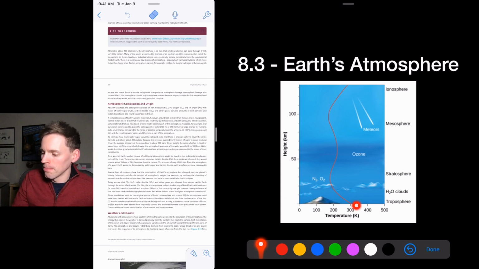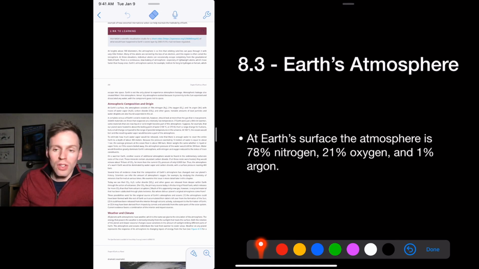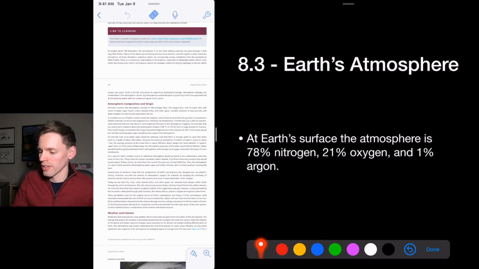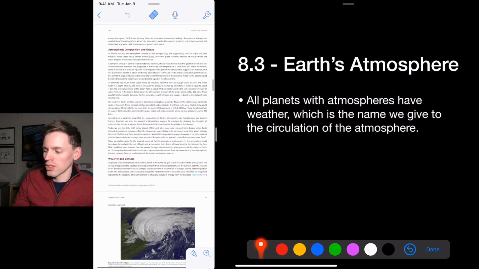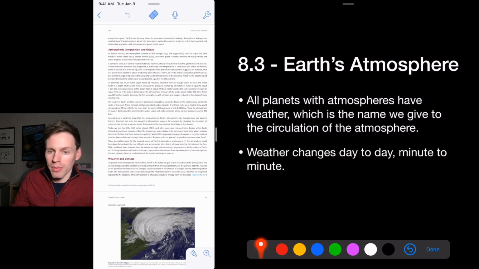Okay, so this is the temperature as a function of height, and it shows you that it gets colder until the stratosphere, and then it levels off, gets a little hotter in the ozone layer, cools back off, and then gets really hot at the ionosphere at the very top of the atmosphere. At Earth's surface, the atmosphere is 78% nitrogen, 21% oxygen, and 1% argon. Did you know that you are breathing some argon right now? All planets with atmospheres have weather, which is the name we give to the circulation of the atmosphere. Weather changes day to day, minute to minute.